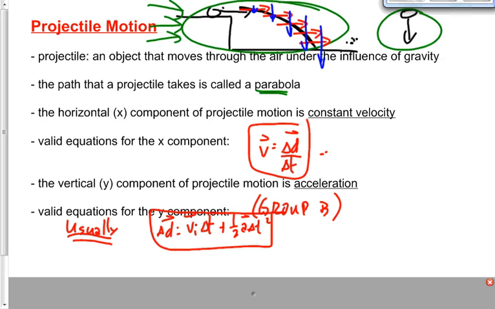Okay, throw a baseball. Where does the right fielder have to be standing in order to catch the baseball? Hit a baseball. Where does the right fielder have to be standing to catch the baseball? Kick a soccer ball. How far is a soccer ball going to go? Is it going to hit the net, or is it going to go over the net, or is it going to hit in front of the net? These are all questions that we can answer easily using projectile motion. Here's the first one.